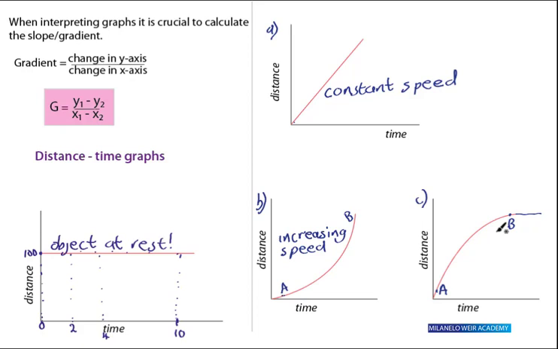The slope or the gradient represents what? The speed. Therefore, speed is decreasing. Decreasing speed, right? Decreasing speed. That's it. Well, here is the hint that I want to leave you with.